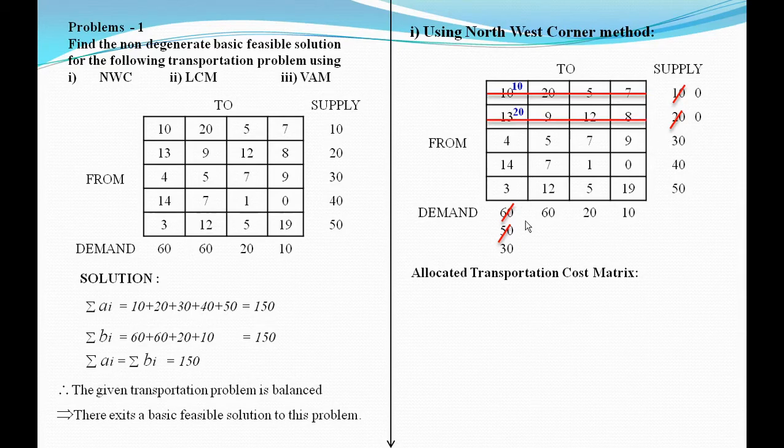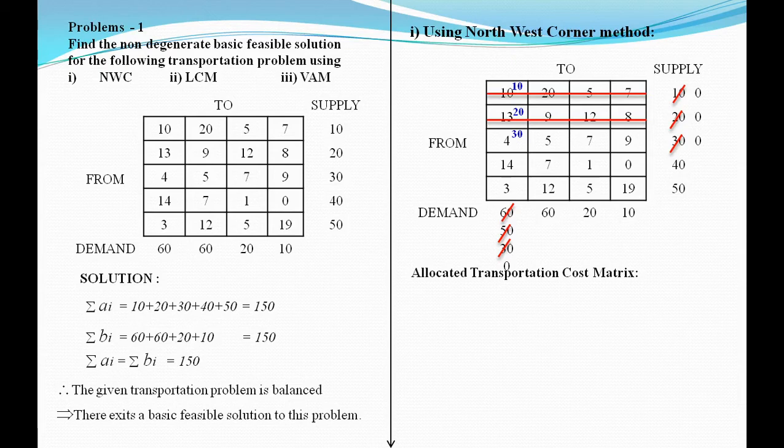Now again, I have to find the northwest cell, which is to be allocated. In order to make the allocation in this cell, you need to know which one is least. There is a tie: 30 and 30. Both of them are 30. So if I put the 30 there, both of them are cancelled and both become 0. And automatically you are having what?